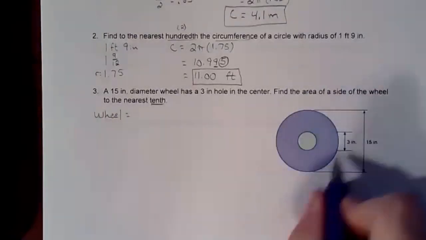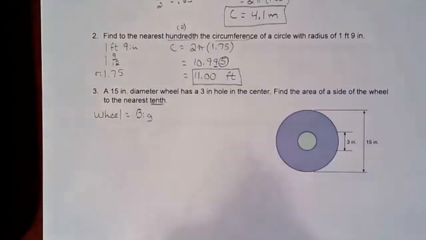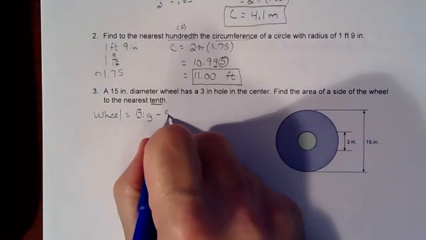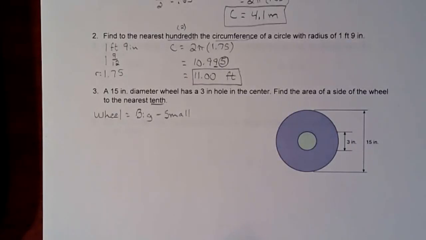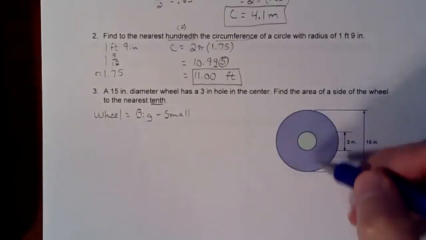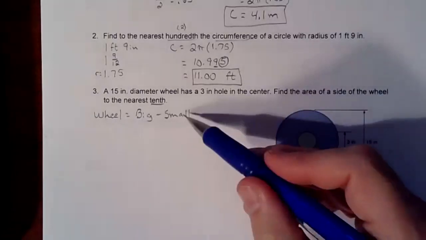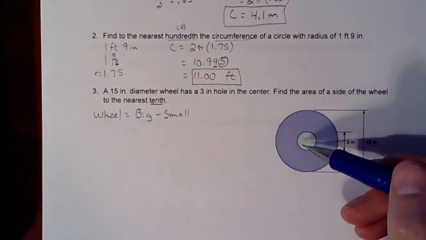Find the area of the whole thing. So I call that the big. And we're going to cut out the area of the small. So I got to find the area twice and find the difference between. Okay, so the area of the whole thing is going to include that hole, but then I'm going to find the area of the small so I know how big that is so I can subtract it from it.